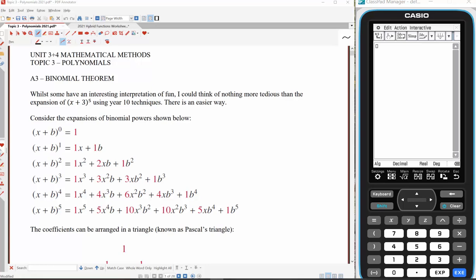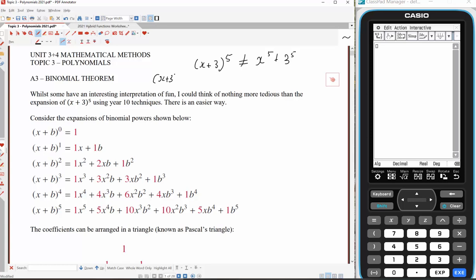We'll start the topic of polynomials by looking at the binomial theorem. Imagine you were trying to expand (x + 3)^5. Now, first of all, the answer is not x^5 + 3^5. So let's just forget that for the moment. What you could do is use year 10 techniques to do it.